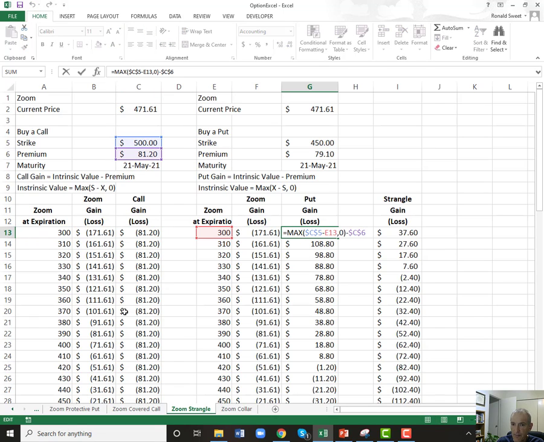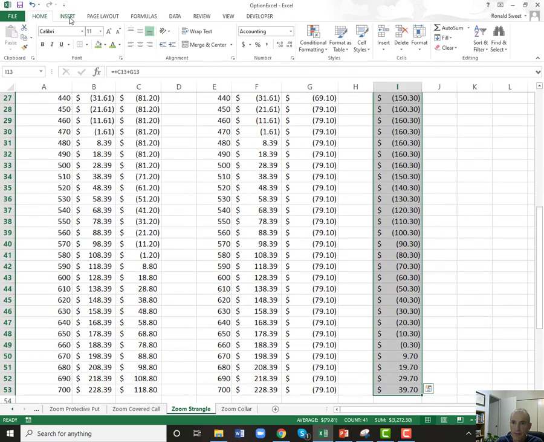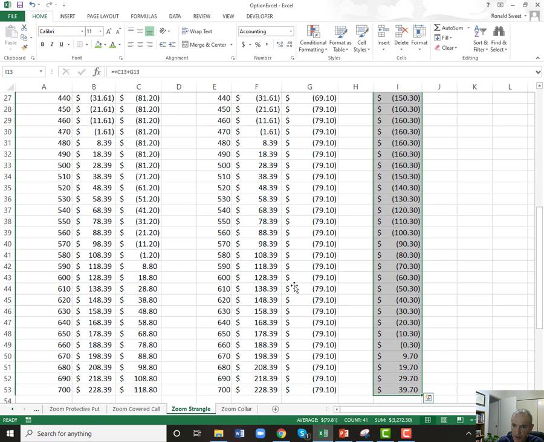There's my problem. That's why we didn't get the V. So let me fix the strangle. It's referring to the wrong strike and to the wrong premium. When I do that, I should get a more strangle-looking thing. Let's see if it did it. There it is. I knew there was something going wrong there. That's the problem with copying it over. It didn't copy over correctly.